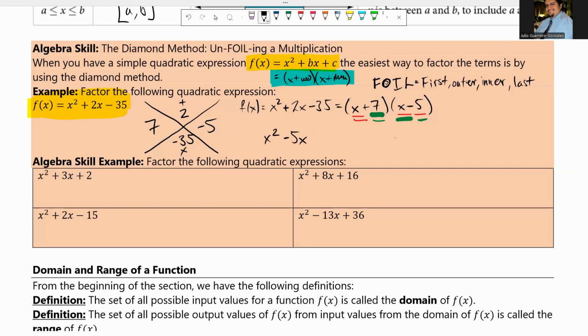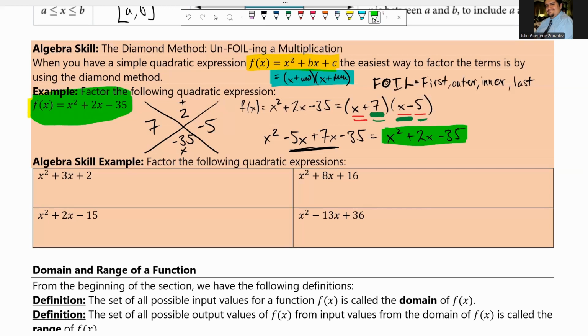7 times x plus 7x. And then 7 times negative 5. That's going to be my negative 35. And if you combine the like terms, these two in the middle, x squared plus 2x now, right? Minus 35. So turns out, if you take a look at this, this is equal to the thing that we started with. Yay!